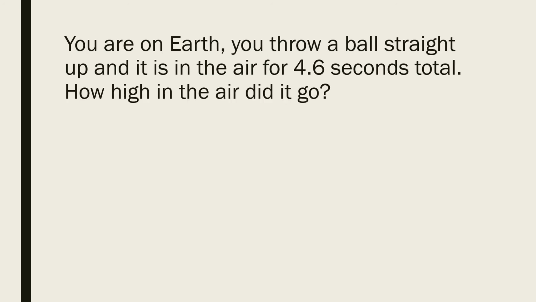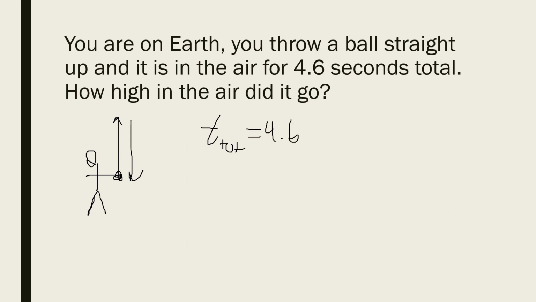You are on Earth and you throw a ball straight up and it's in the air for 4.6 seconds total. How high in the air did it go? Okay, it's a similar question, but you're starting off with a different piece of information. Let's see if we can break this down. It goes up and it comes down. T total is 4.6. Of course. Okay, so if I know that, I know that T up is half of that. And T down is going to be the same thing.